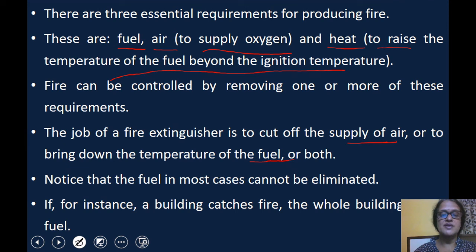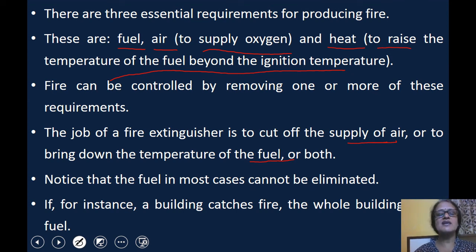And what will happen if you remove the supporter of combustion by pouring water or by any other means? What will happen? The ignition temperature of the burning substance will also be brought down. So in this way we can control the fire.